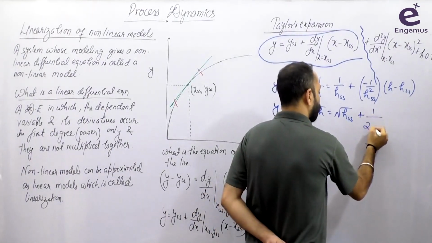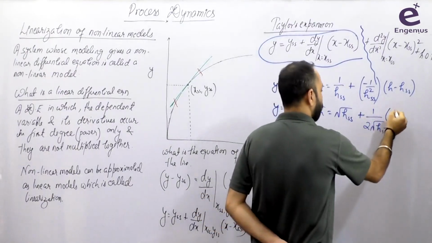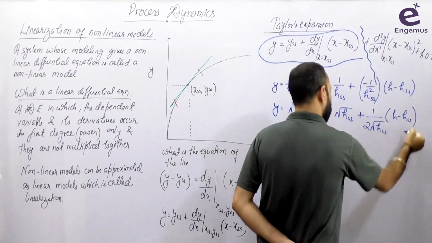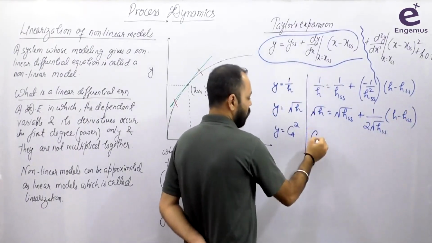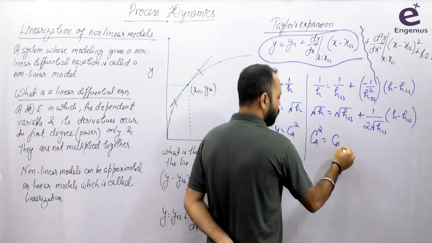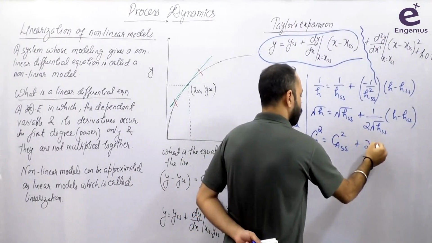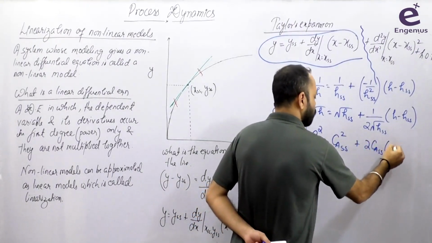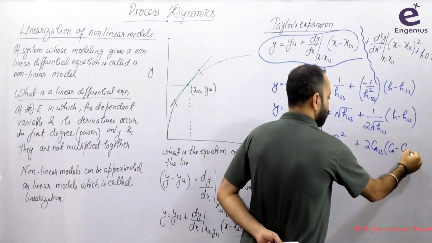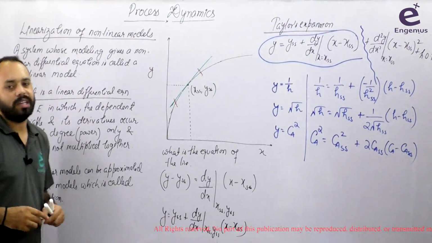1 by 2 root h, and then again add the value of ss multiplied by h minus hss. Linearized. Ca square is equal to cass square plus 2cass into ca minus cass. Linearized. Like this, you can linearize any non-linear relation.